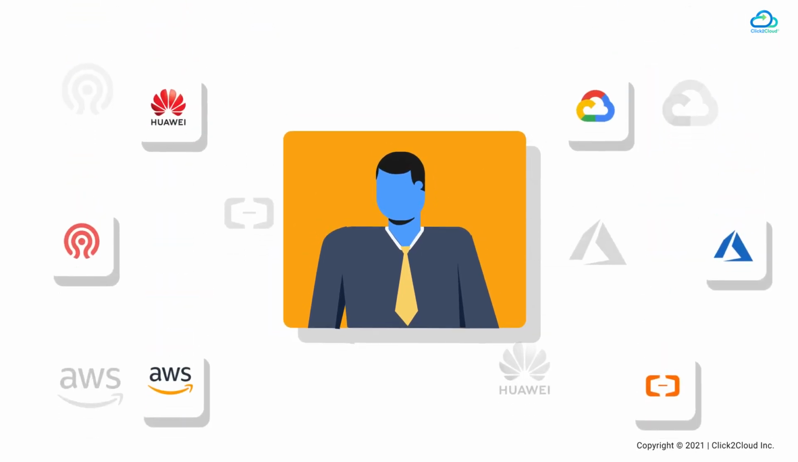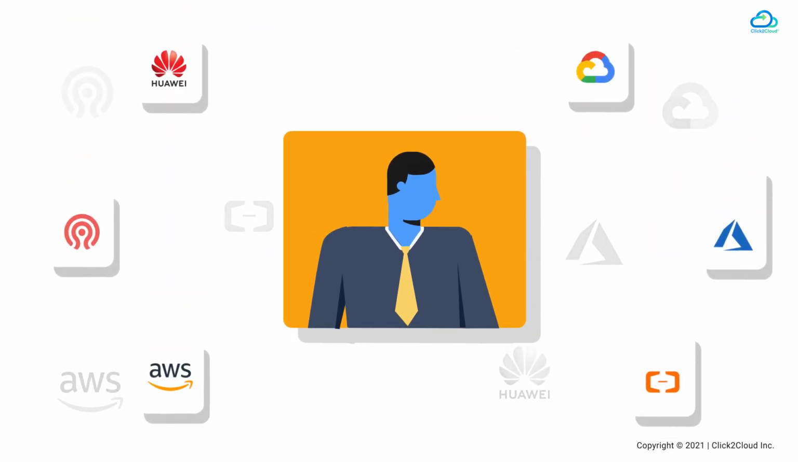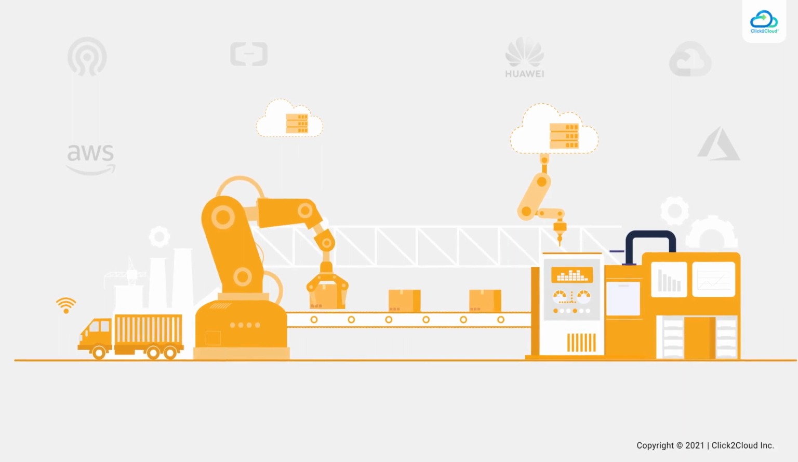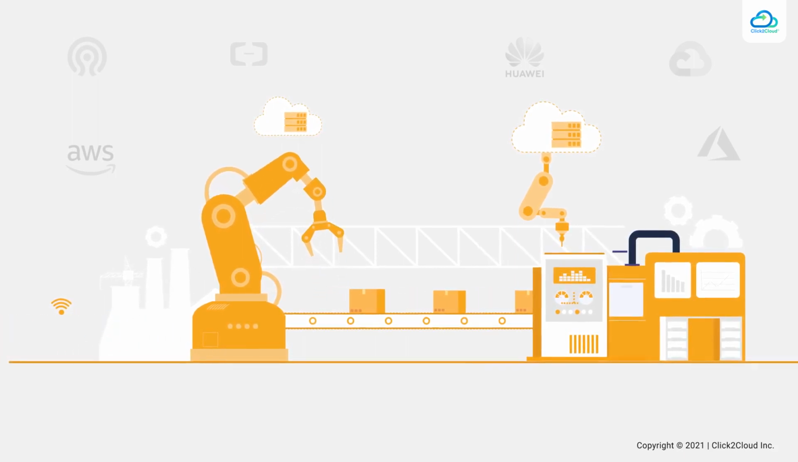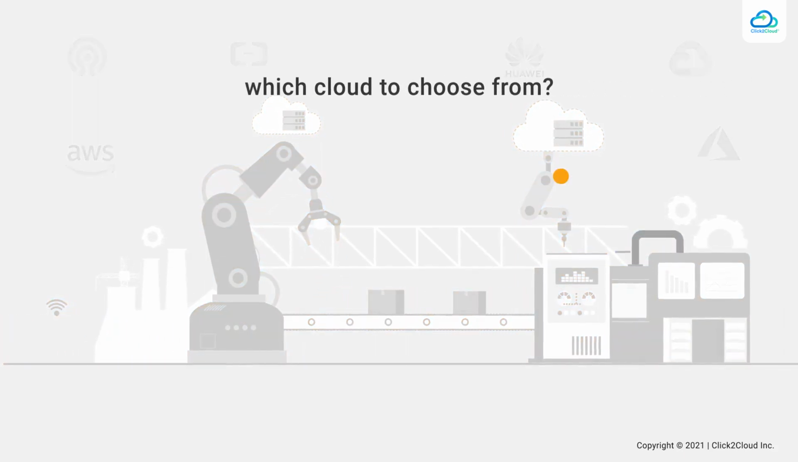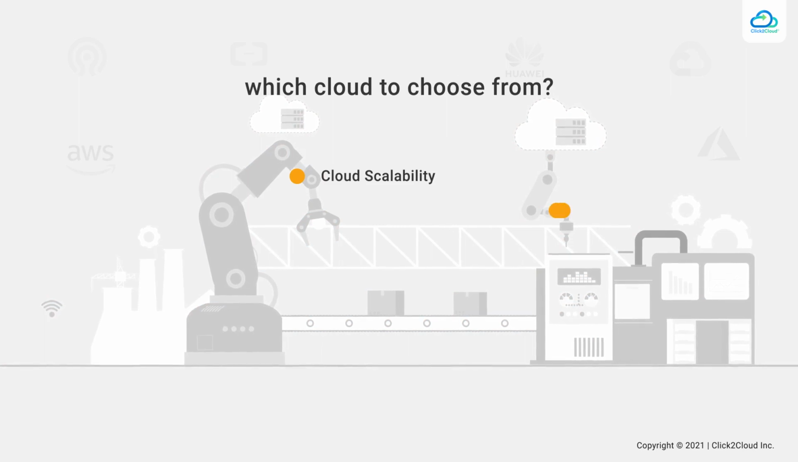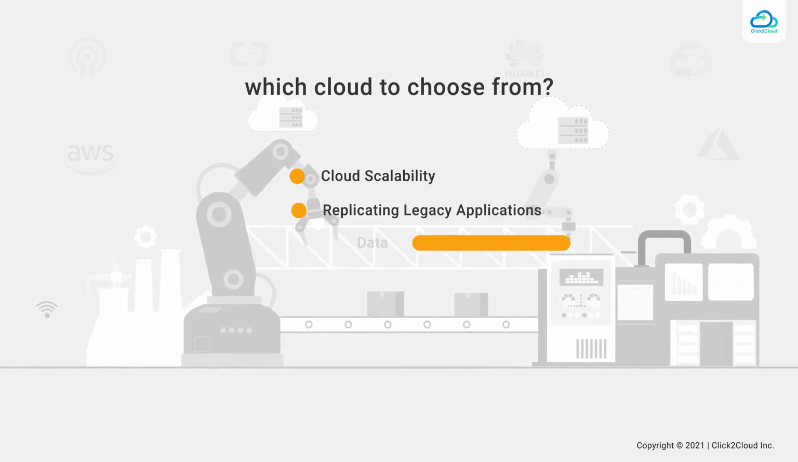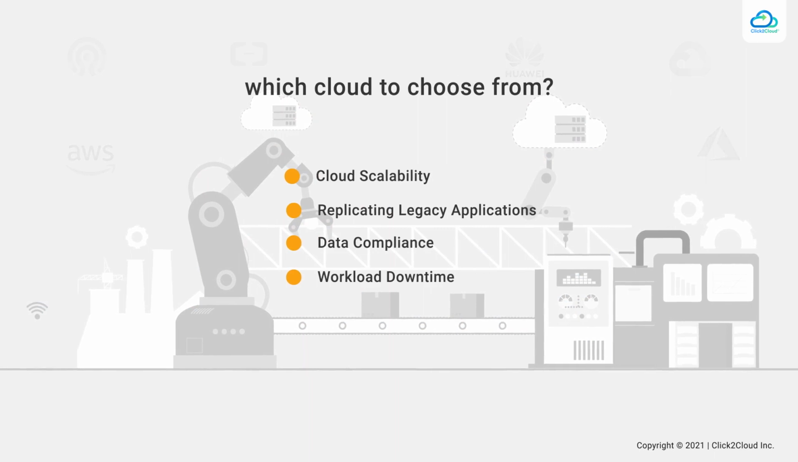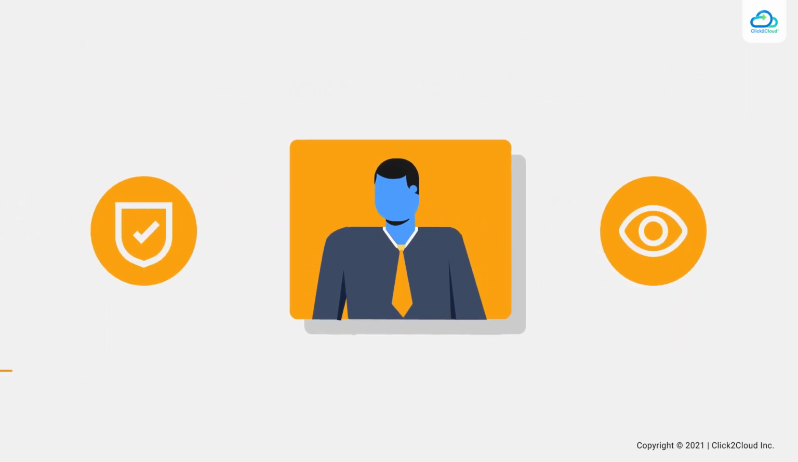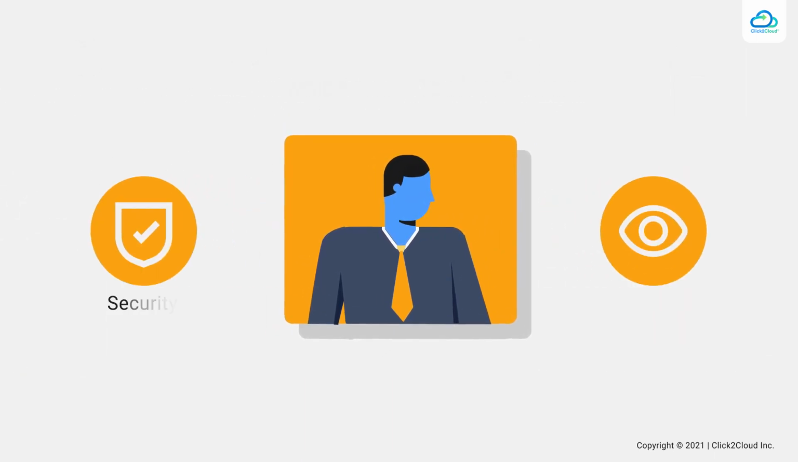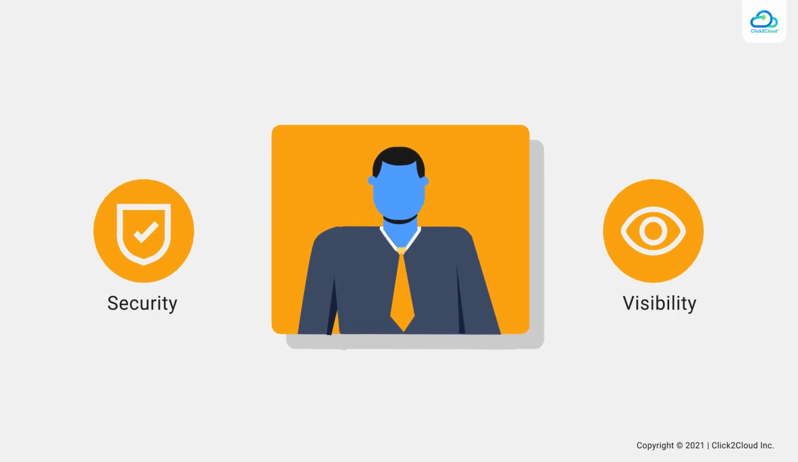Harry was perplexed with multiple cloud providers offering services to move his on-prem workload to the cloud environment, as it posed new challenges such as which cloud to choose from, cloud scalability, replicating legacy applications, data compliance, and workload downtime. He wanted a solution to move to the cloud without compromising the security and visibility of the operations.